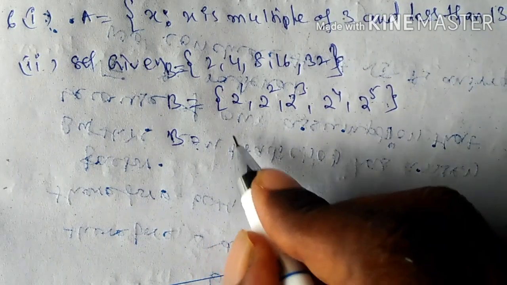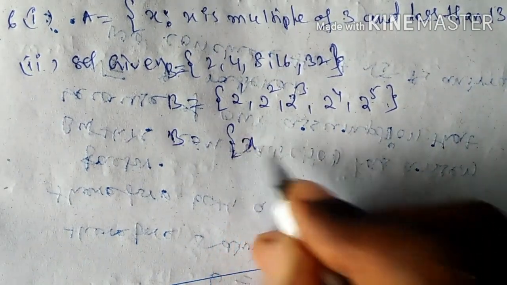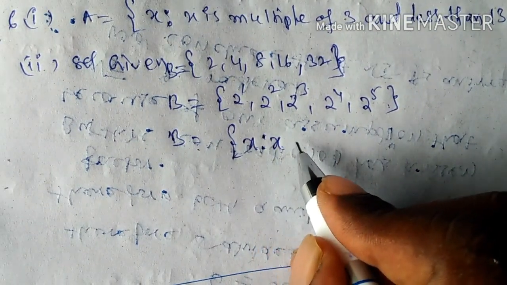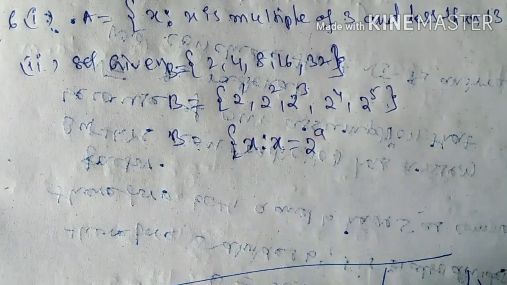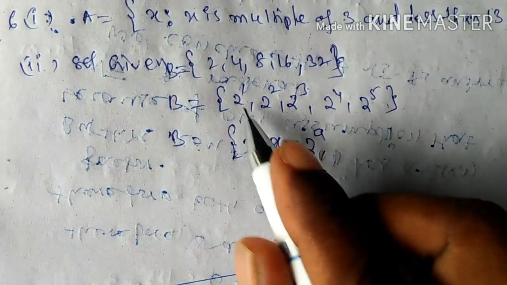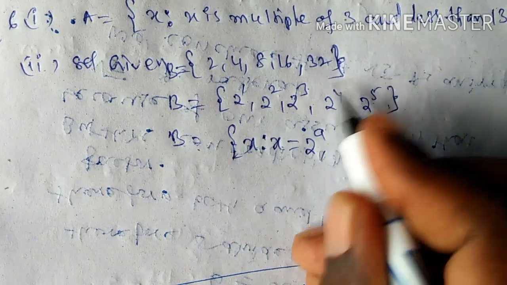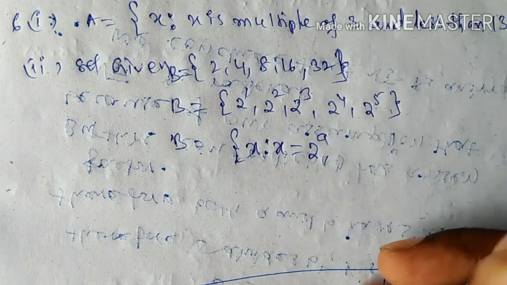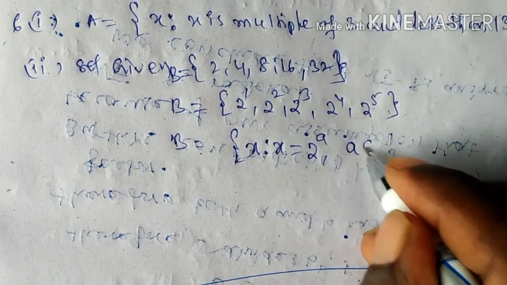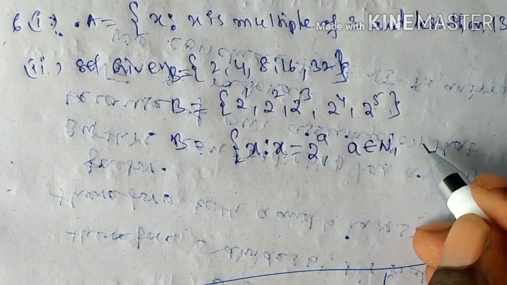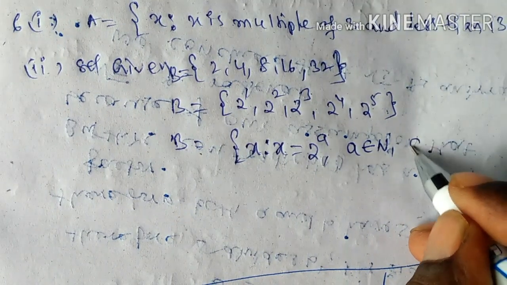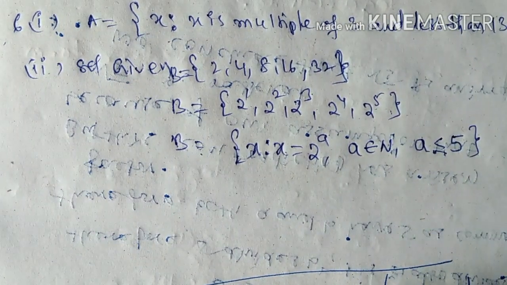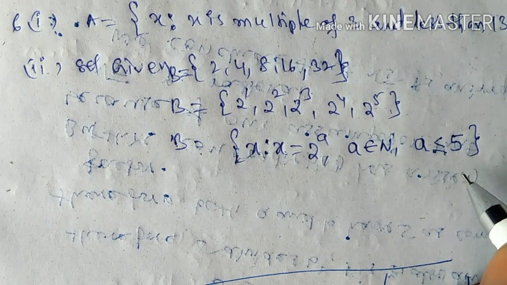Set B is all elements x such that x is equal to 2 to the power of a. So what numbers are they? Which belong to natural numbers. 1 is a natural number, 2 is a natural number, 3 is a natural number, 4 is a natural number, 5 is also a natural number. So a belongs to N and a is less than or equal to 5, which means you can write less than 6 also, no problem.